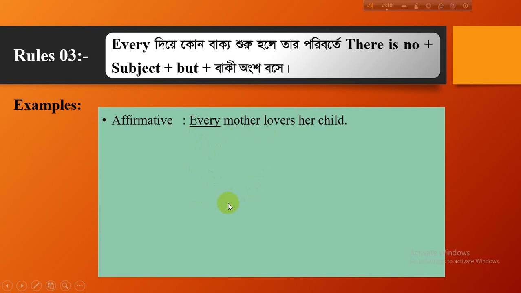So dear student, let's check the answer. There is no mother but loves her child. Oh, nice. So this way you can go through it very easily. So let's check some other sentences.